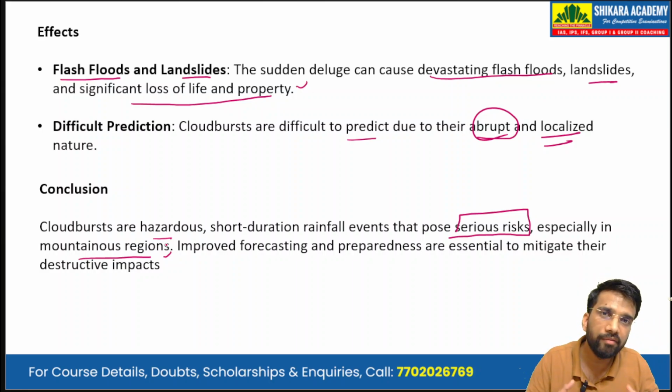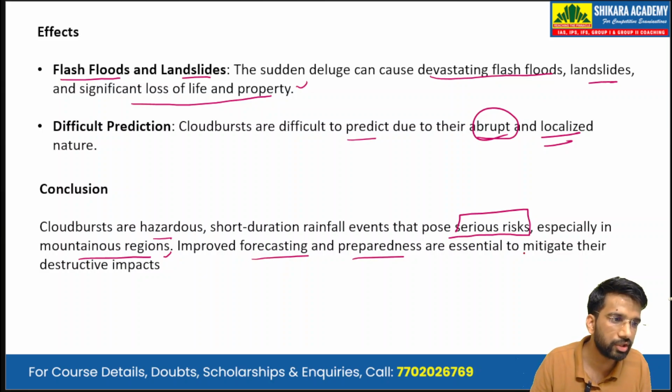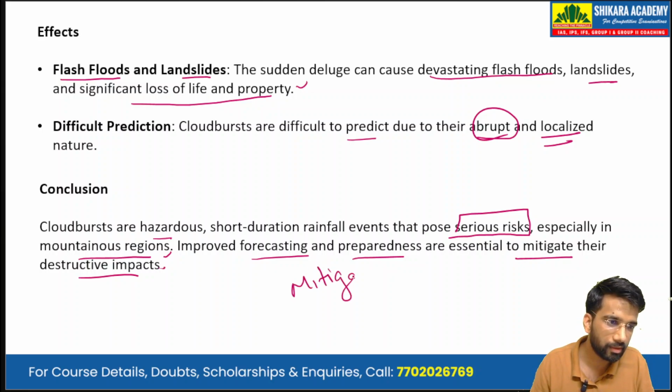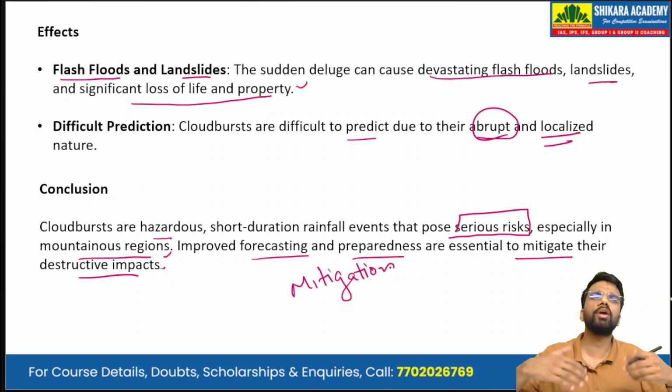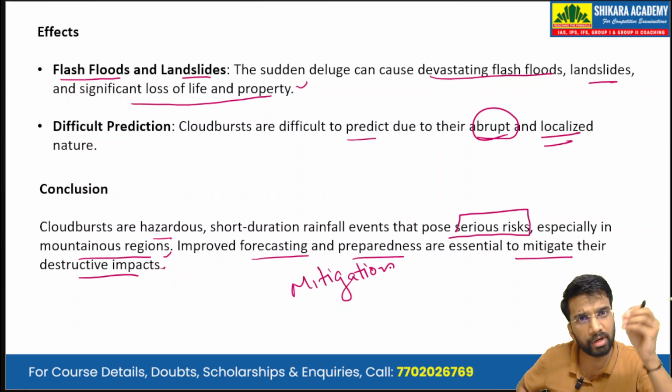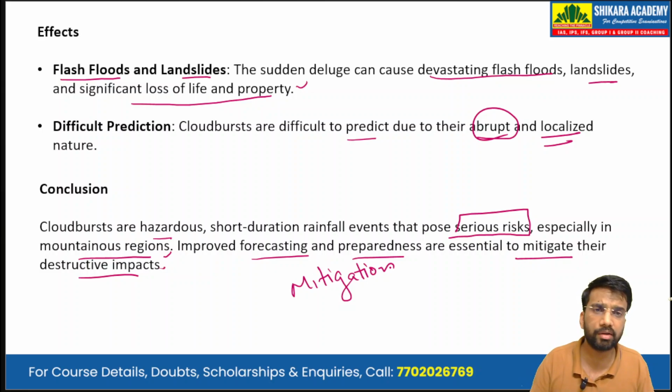Now, how can we mitigate? The forward-looking or positive conclusion. We write a line: improved forecasting and preparedness are essential to mitigate their destructive impacts. This is our line of mitigation, in which we talk about improved forecasting and preparedness in order to minimize the destructive effect of cloudbursts. So this completes our answer.